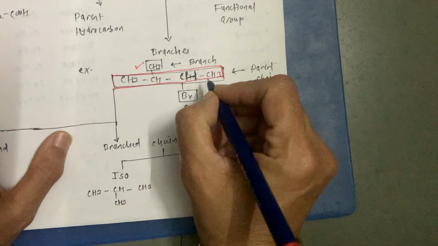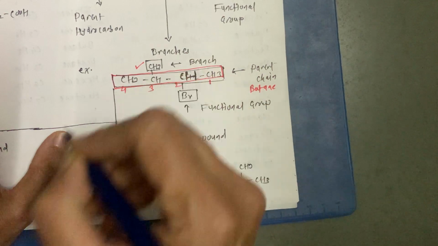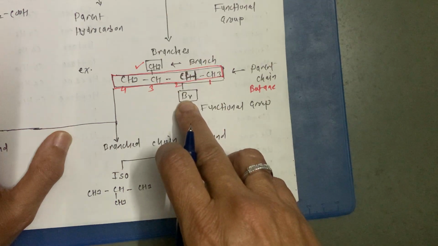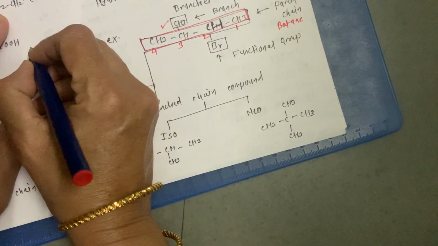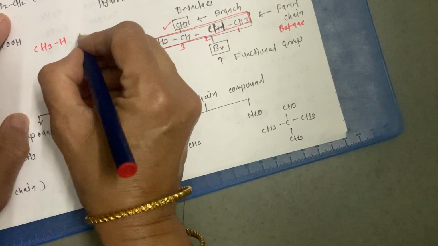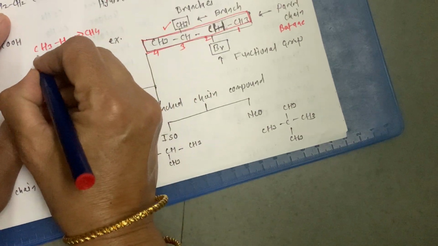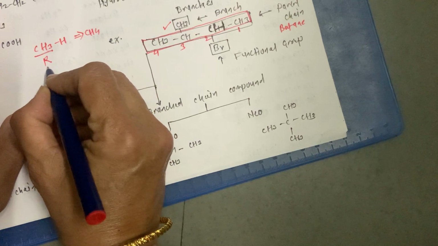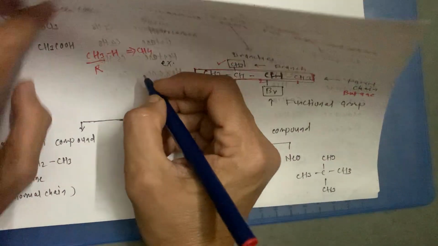So I am giving numbering like this: 1, 2, 3, 4. On the second carbon there is a bromine atom, and on the third carbon there is a methyl branch. Now what is methyl? We know that CH4 we can write as CH3-H, and this group is known as alkyl group. We mention it by R, alkyl group. And this is from methane.